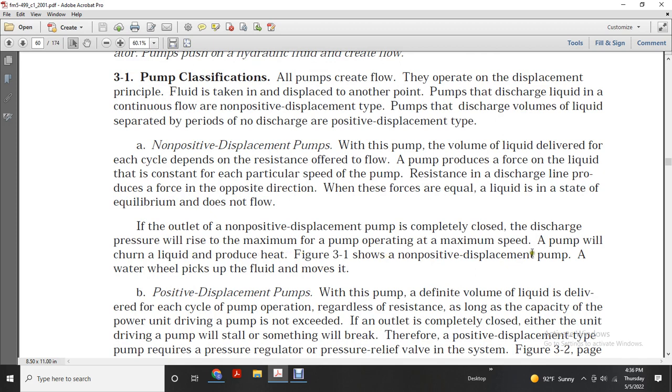Figure 3.1 shows a non-positive displacement pump. A water wheel picks up the fluid and moves it.